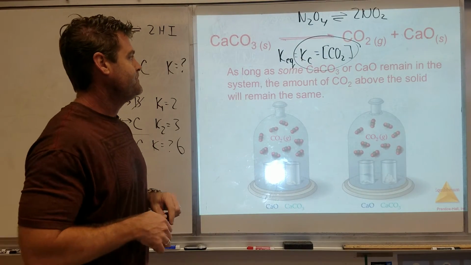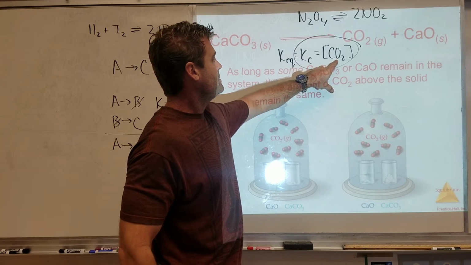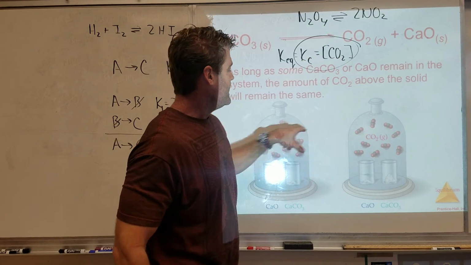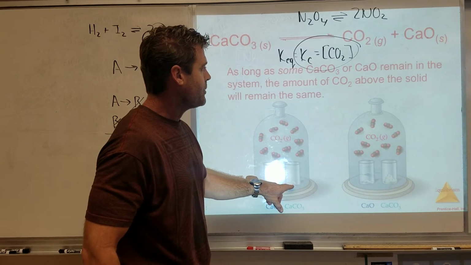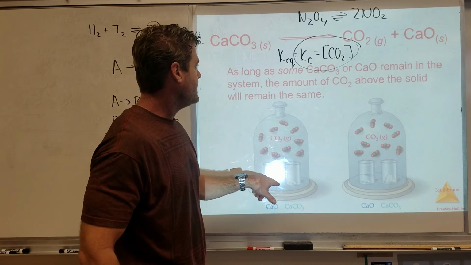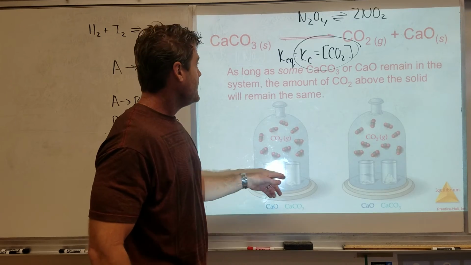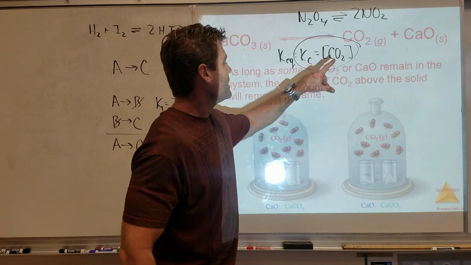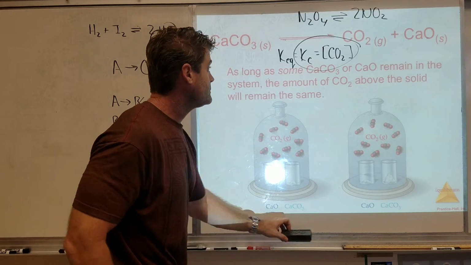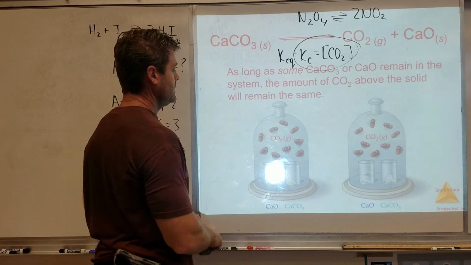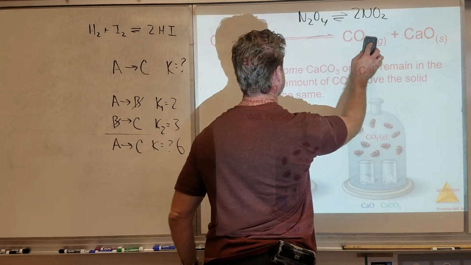What does that mean? The concentration of CO2 is always equal to a constant. It never changes. As long as I have a little bit of CaO and CaCO3, as long as I have some of either one of those, it's going to reach this equilibrium, but the carbon dioxide concentration will stay constant. Okay? Regardless of the CaO and CaCO3.